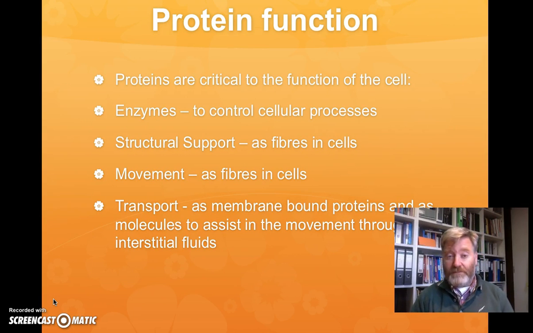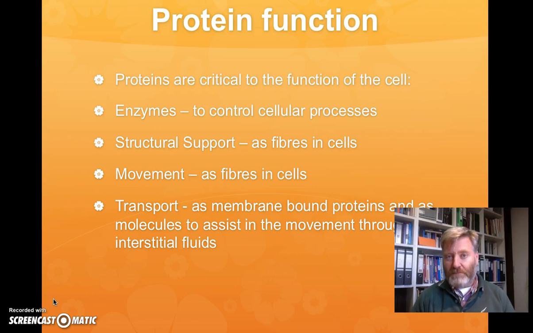Proteins are critical for us. We are essentially based on the operation of our proteins. So enzymes control our cellular processes. We use enzymes to digest our food. We use enzymes to control things in our metabolism. We have proteins for structural support. We have proteins that allow us to move. So our muscles have many proteins in them.